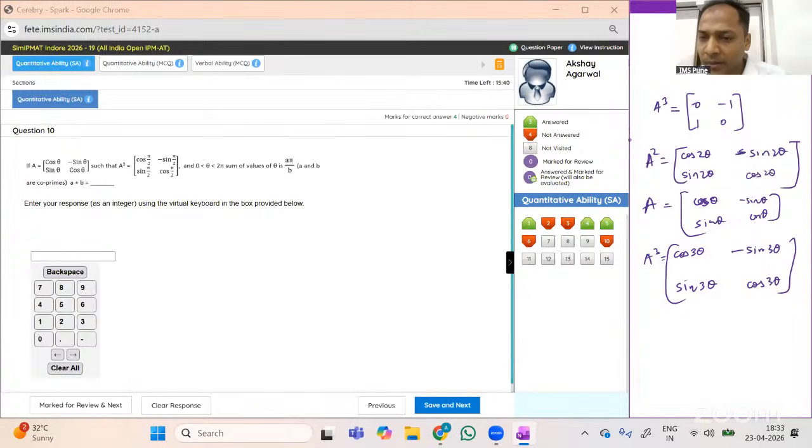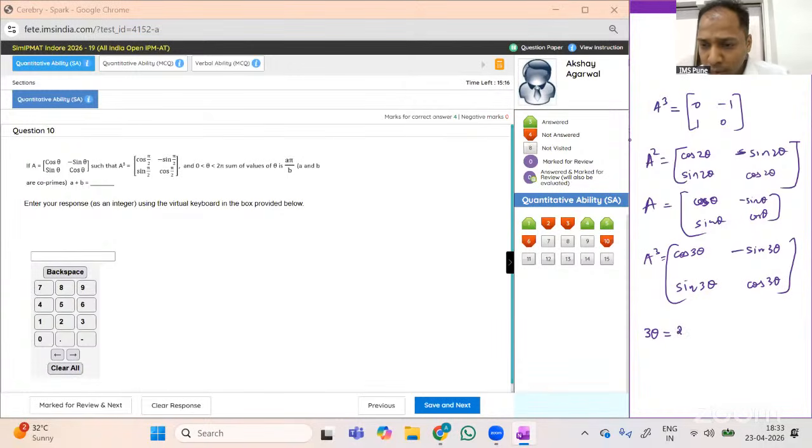And basically this is A cube, but A cube has cos of 3 theta as 0. So therefore cos of 3 theta would be 0. So 3 theta has to be, cos of 3 theta is 0. Therefore 3 theta has to be odd multiples of pi by 2.